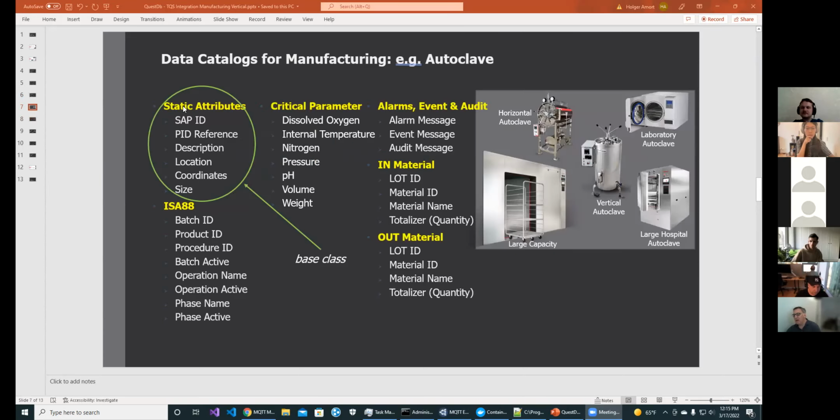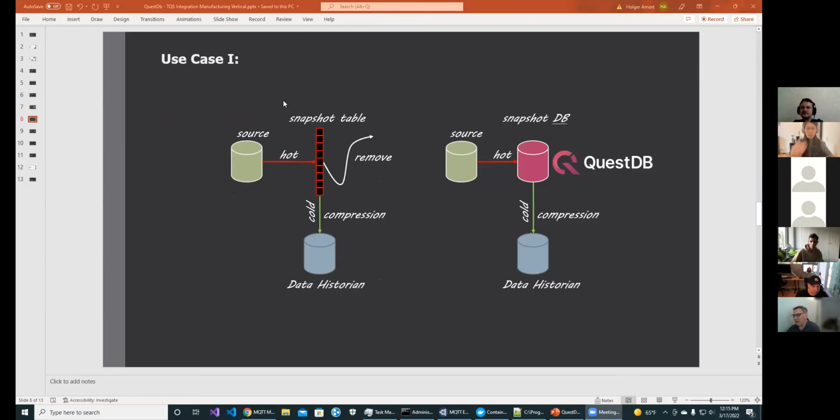Okay. So now I'll describe two use cases that I think are interesting, where we actually use QuestDB. The first one: at the very beginning of the presentation, I mentioned that the data historian has two types of data, the raw data and then the compressed data. The way they reduce the amount of data is by a compression algorithm. So we call that the hot data stream and the cold data stream. The cold is the compressed data, the hot is the raw data.